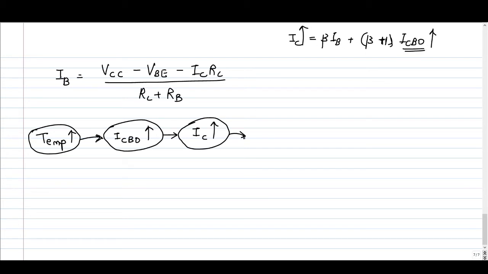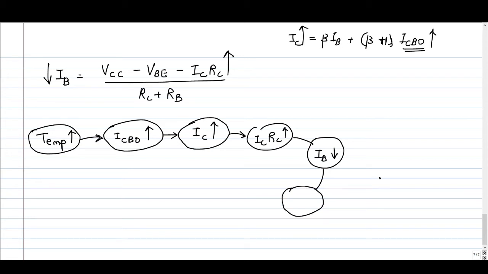So when IC increases, what happens? The term IC RC will also increase because RC is a resistance of fixed value. So when IC RC increases, what is the consequence? You can see that this IC RC term goes up and it is subtracted from VCC, so this numerator will decrease, so IB will decrease. So when IB decreases, what happens? IC is beta times IB if you neglect the reverse current. So when IB decreases, IC will also decrease.